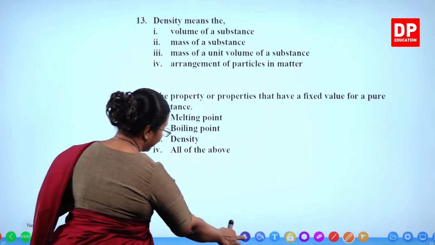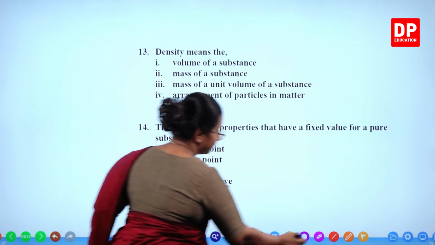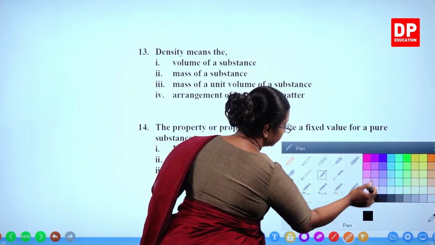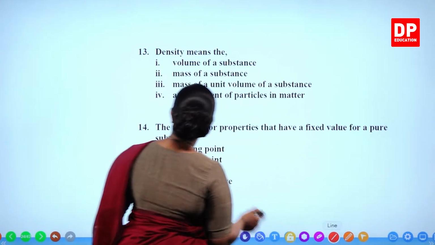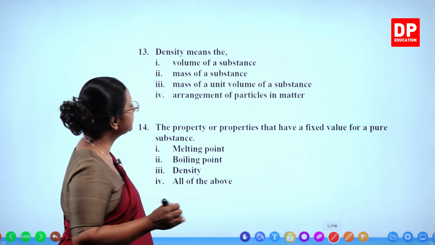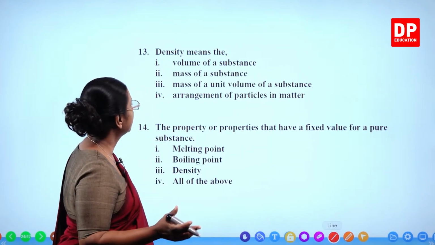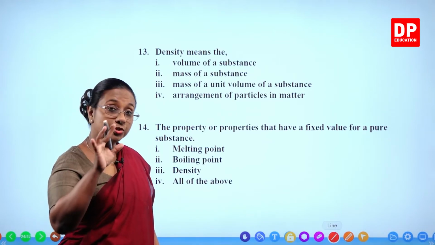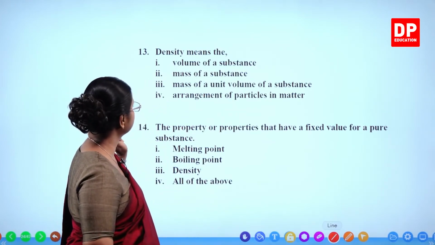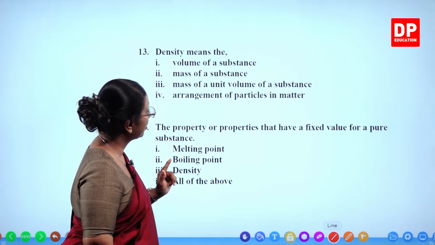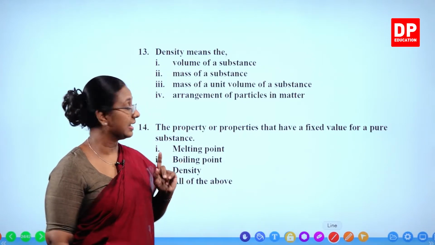So here, if we look at the answers, first one, volume of a substance, it is the volume. Then mass of a substance, no, that is also different. Both factors have to be connected for density. Mass of a unit volume of a substance, that is the correct answer.